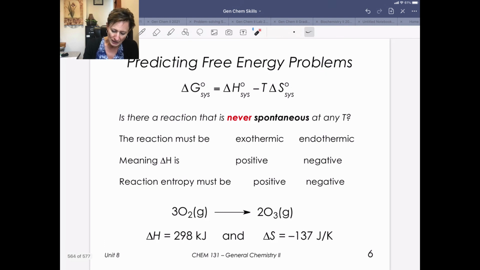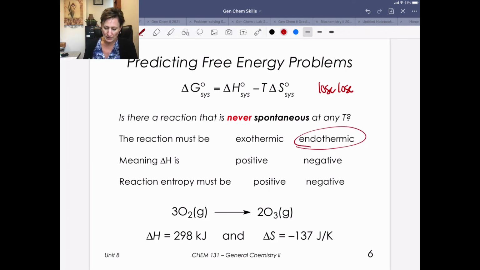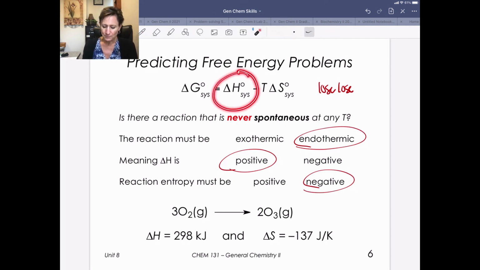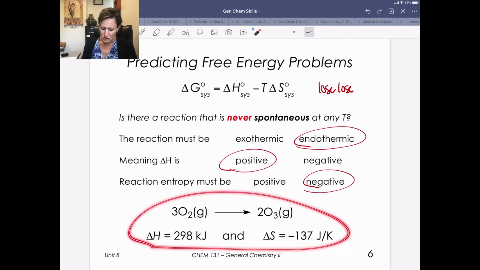All right, so let's look at our lose-lose situation here. A lose-lose situation means our reaction must be endothermic, that's unfavorable enthalpy. Delta H then is going to be positive. The reaction entropy must be negative, that's unfavorable entropy. And if we look at the math for this, if this is a positive number and we're subtracting something that's negative, that really means we're adding. This is always going to be positive, and a delta G that's always positive is never going to be spontaneous. Lots of always and nevers there. But remember, if there's no way that we can make delta G be negative, then that reaction can never be spontaneous.